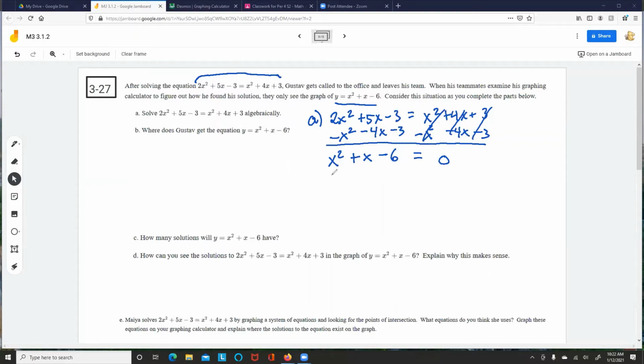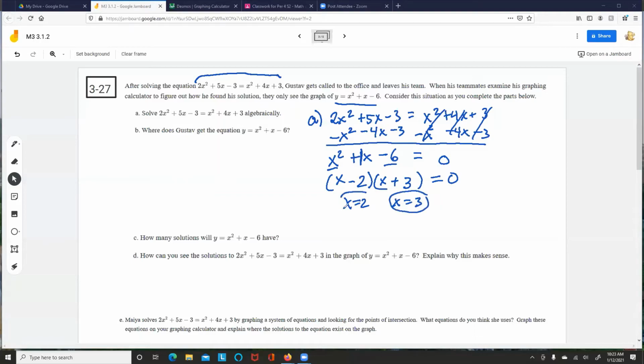And then we factor this. So the x squared factors down to x times x. The 6 factors down to 2 times 3. It differs by 1. We need to get a positive 1. So we need a positive 3 and a negative 2 there. And solve this and we get x equals 2 and x equals negative 3. So we got 2 solutions.